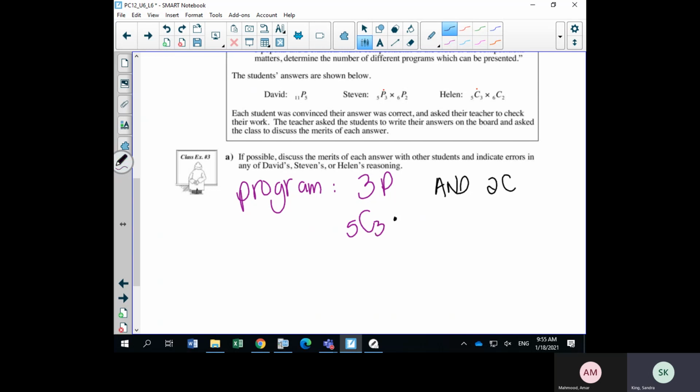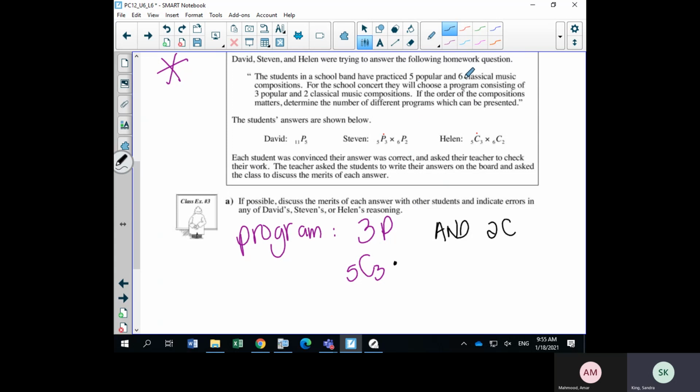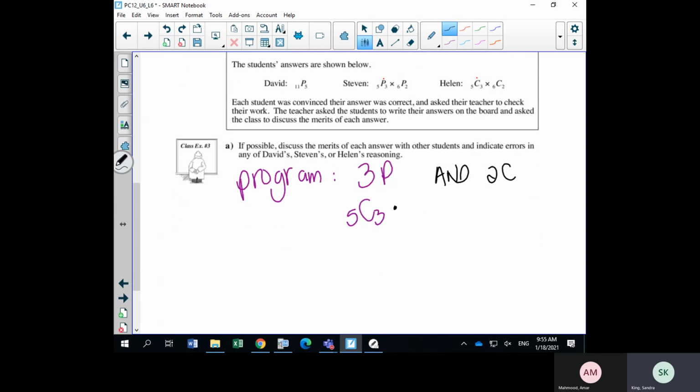Then we need an and. Now our program needs 2 classical. We know there are 6 classical in total, and we need 2 of them. So that would be 6 choose 2. This is going to give us the number of combinations that could go in the program.